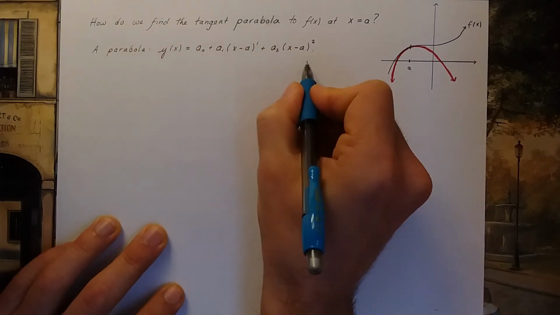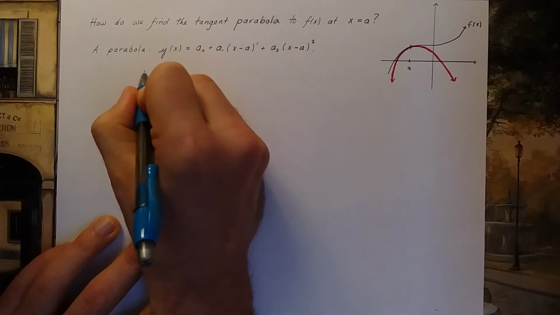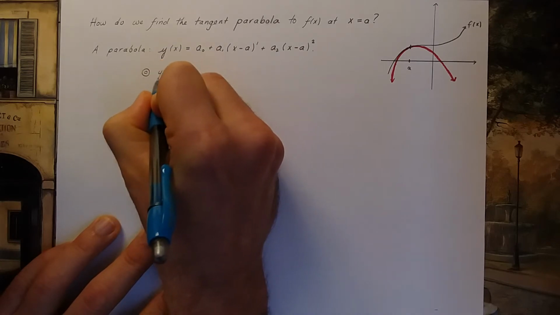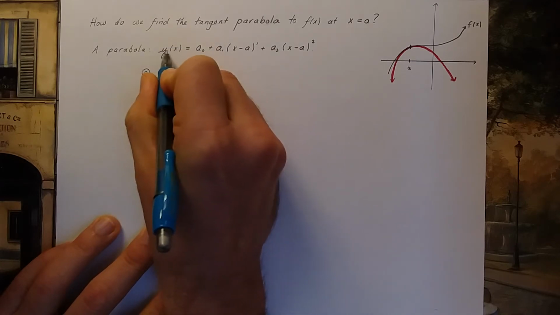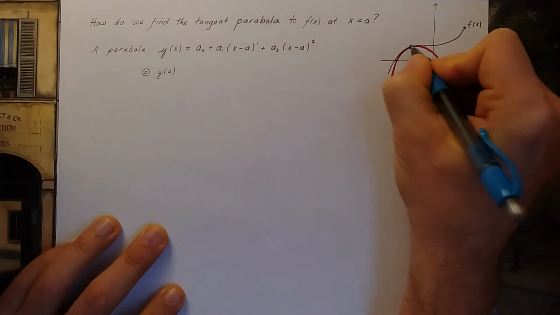The parabola must satisfy a few conditions. It must satisfy condition 0. If I plug in a to the parabola, I should get the same value as if I plug in a to the function, so they match at a.